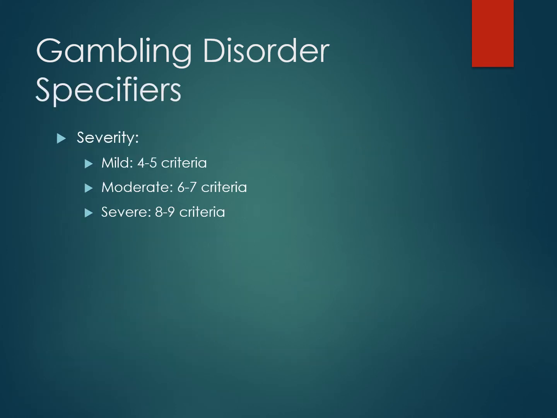Similarly to substance use disorder, gambling disorder is also diagnosed with a severity specifier. 4 or 5 symptoms indicates a mild disorder, while the disorder is severe when the individual meets nearly all of the criteria.